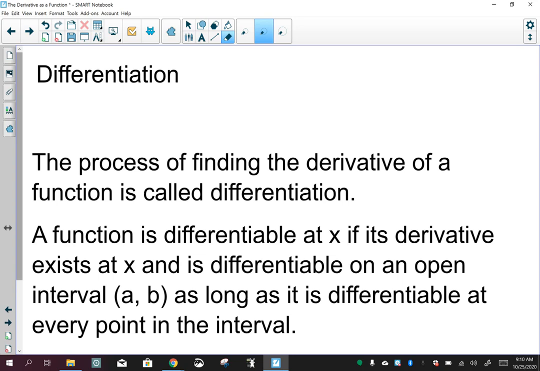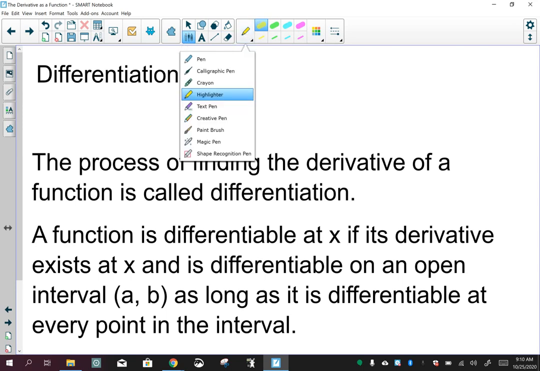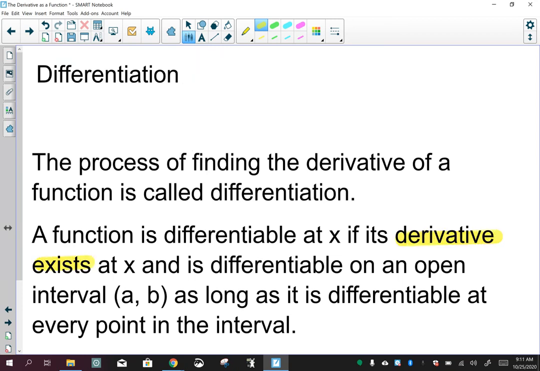Now, a function is differentiable. Here comes the important piece, because there's a couple of things you need to be aware of. A function is differentiable at x if its derivative exists. So first off, the derivative has to exist at x, and it's differentiable on an open interval as long as it's differentiable at every point in the interval. What that means is that if I have a function and I'm focusing on a specific interval in that function, as long as every single point in that interval has a derivative, you're good to go. But if there's a moment where something is undefined within that specific interval, then it no longer exists. You can no longer find the derivative on that interval, because the function does not exist somewhere along the line.